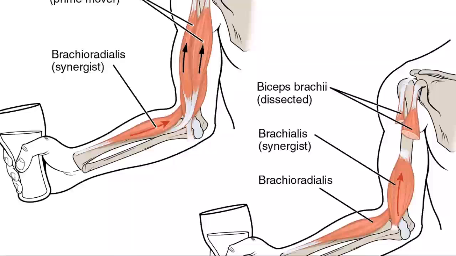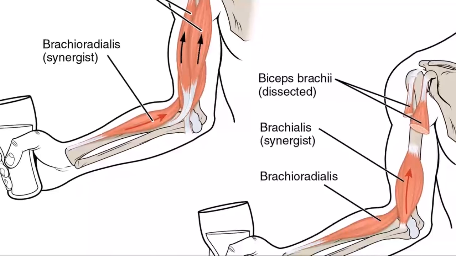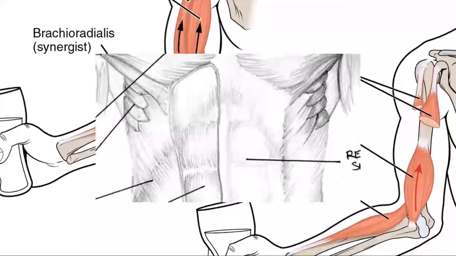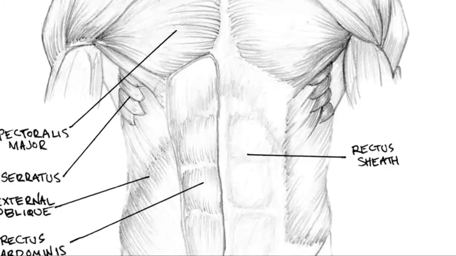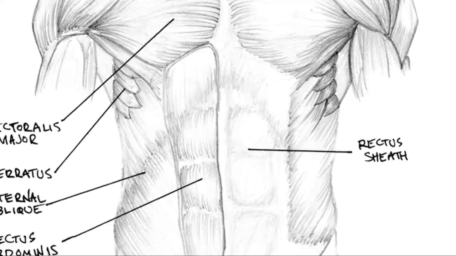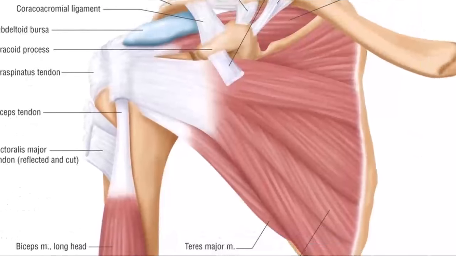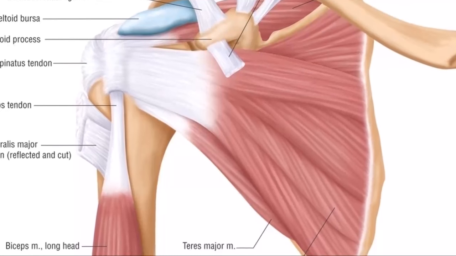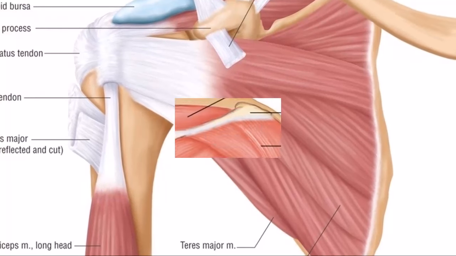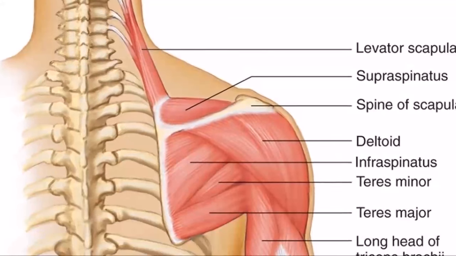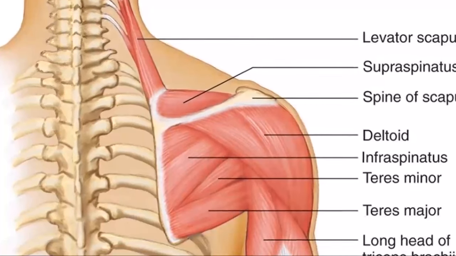Now let me remove the biceps brachii for you, exposing the brachialis and highlighting it in green. And here is another image so you can have another perspective of the brachialis, so we can start talking about the origin points for this muscle. You can notice that the origin point happens right about here.